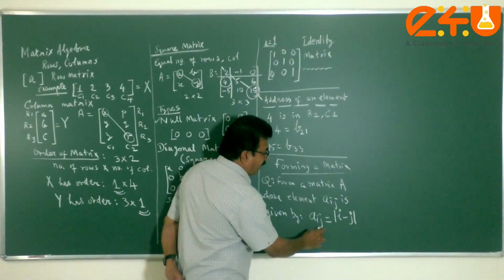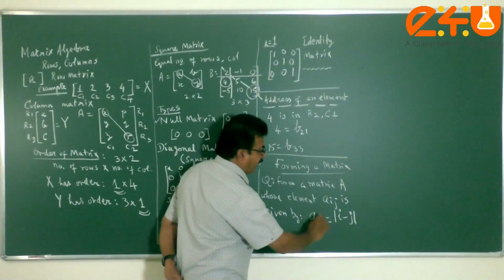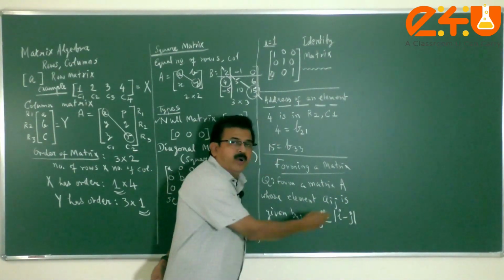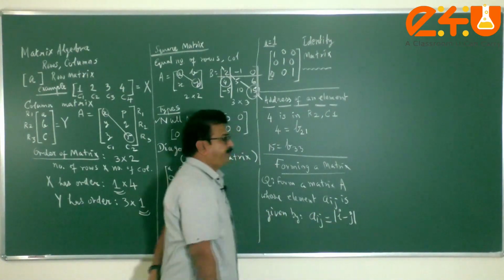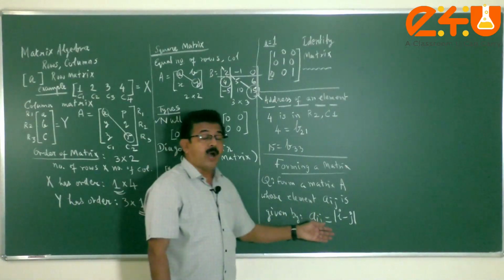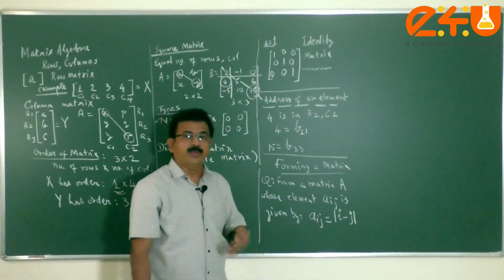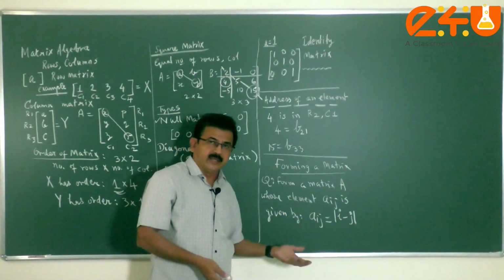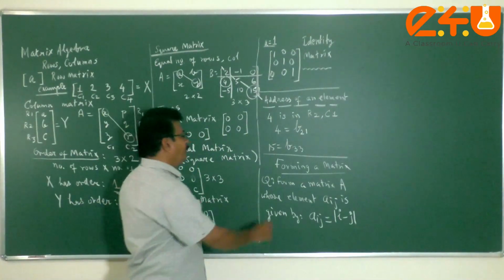Aij is given by mod of i minus j, which means, for example, if I say i is 1, j is 1, a11 is given by the mod value of 1 minus 1. What more do you think you require? How many rows are there? How many columns are there? It is not clear, so it has to be mentioned.